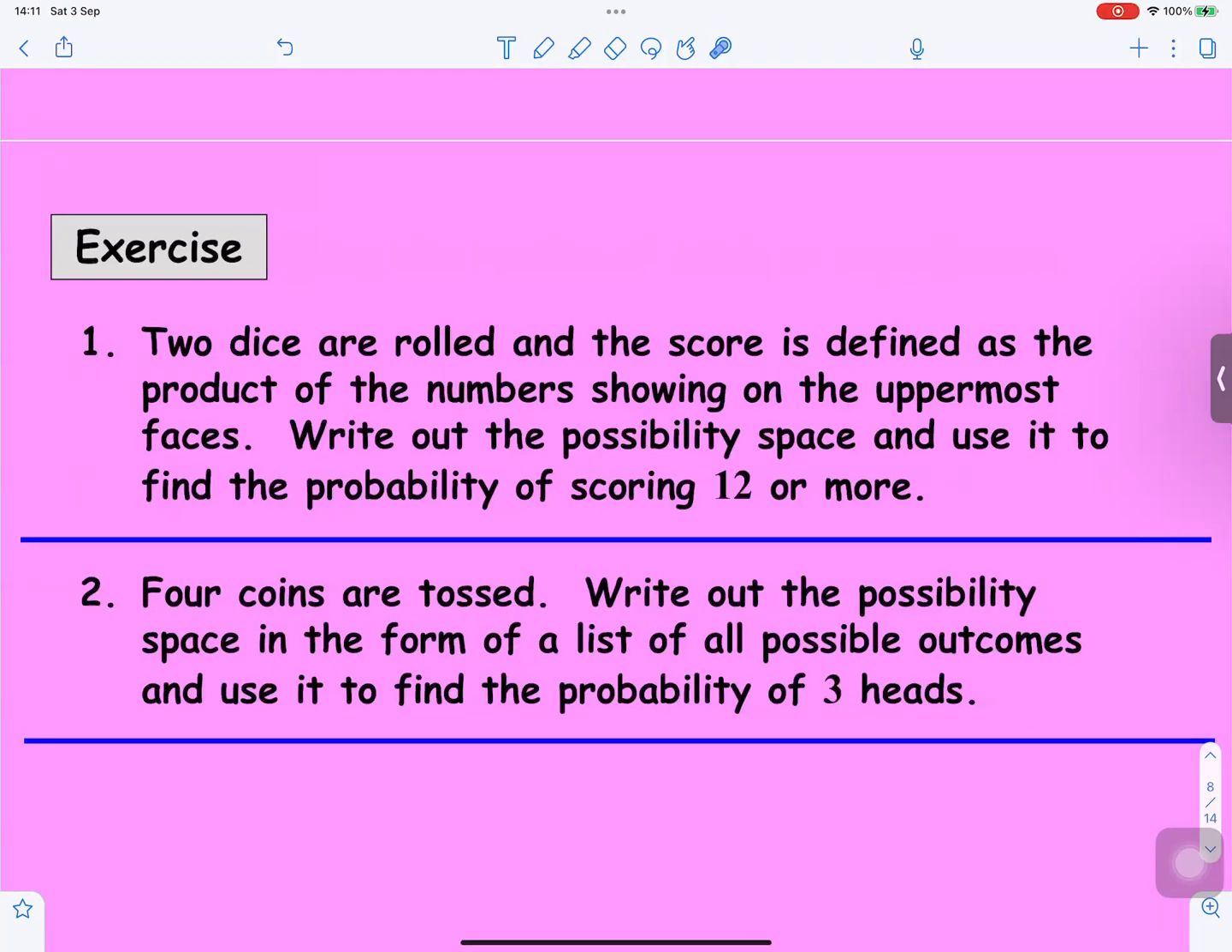It's your turn. Press pause and have a go at these 2 questions. And when you finish and are ready, you can come back, press play again to check your answers.